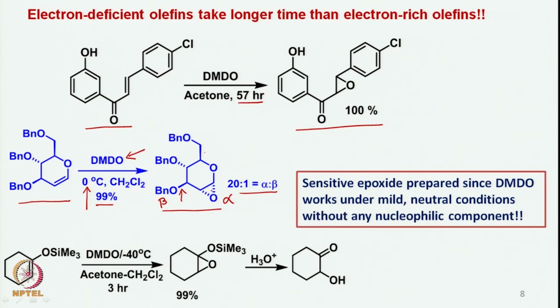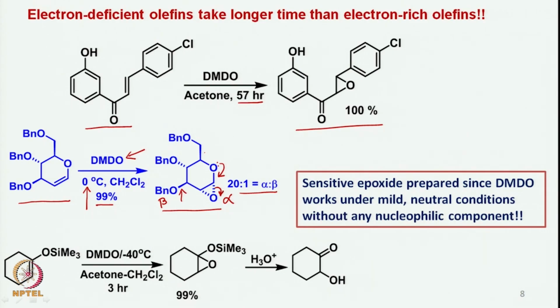But then this epoxide is a very sensitive epoxide because the lone pair of electrons can easily open the epoxide here. So therefore, there should not be any possibility of cleavage of the epoxide compound. But you can make use of this epoxide, which is formed from an olefin which is electron rich, and it can be hydrolyzed to the corresponding hydroxy ketone.